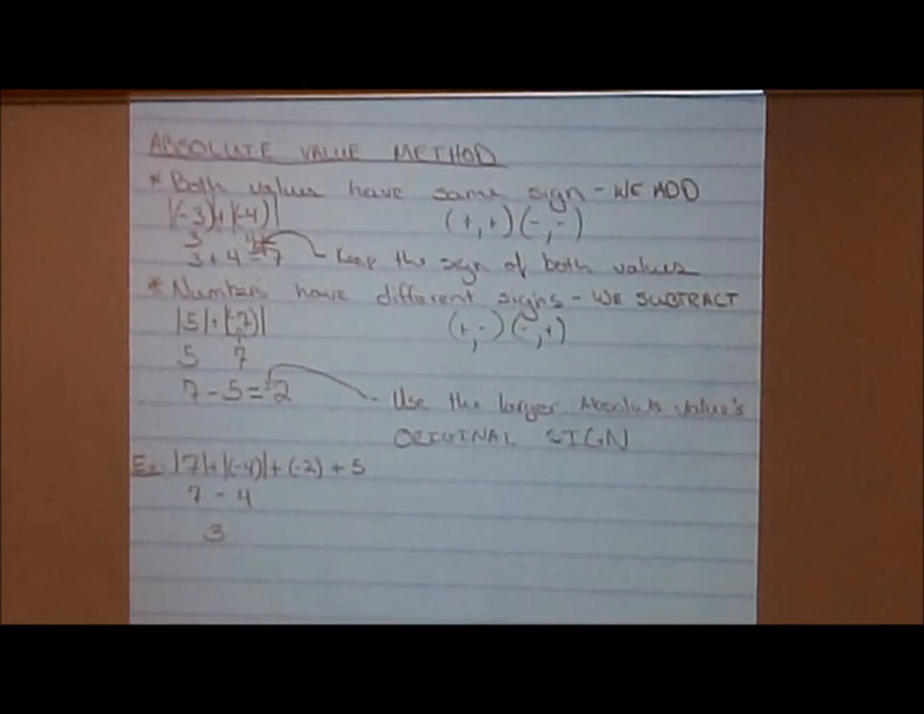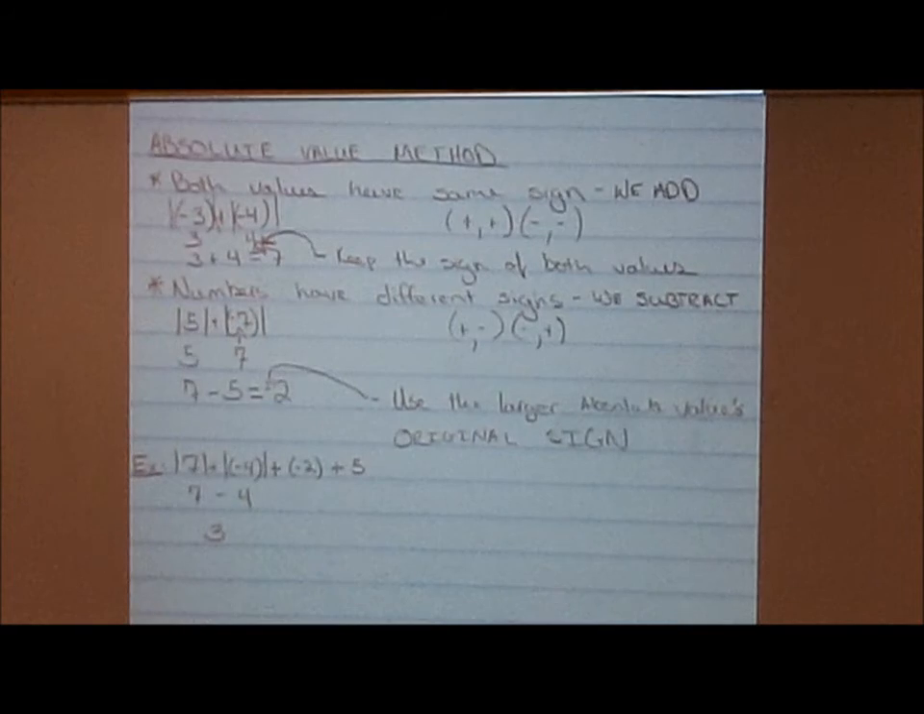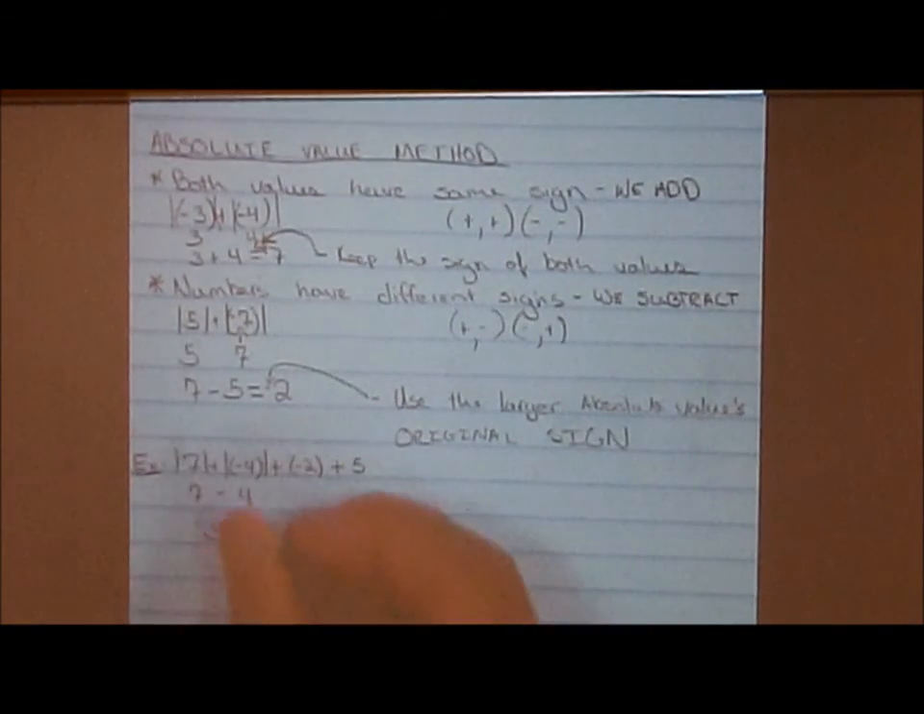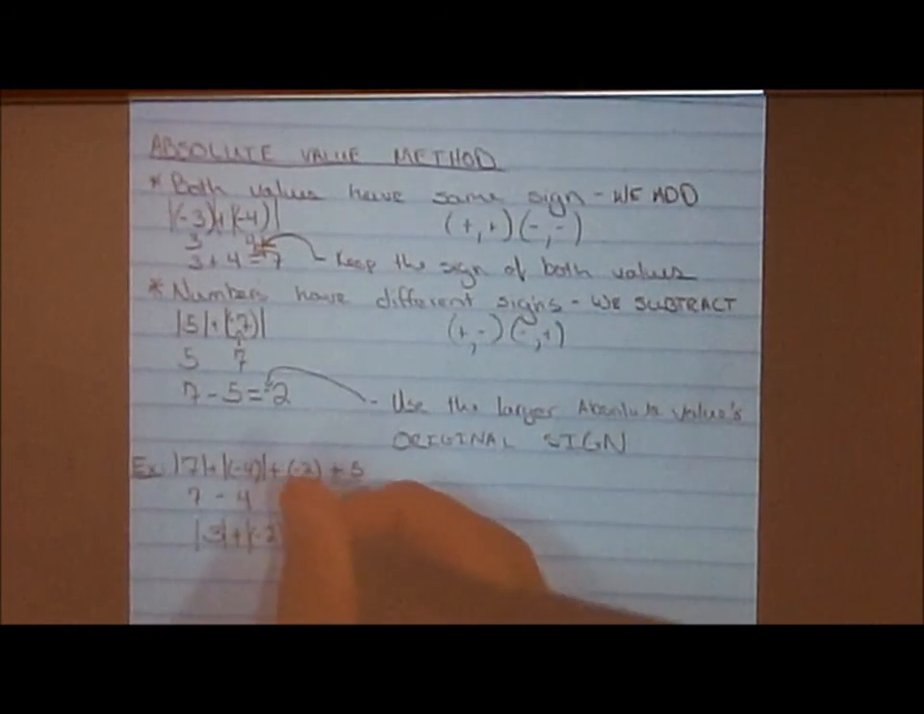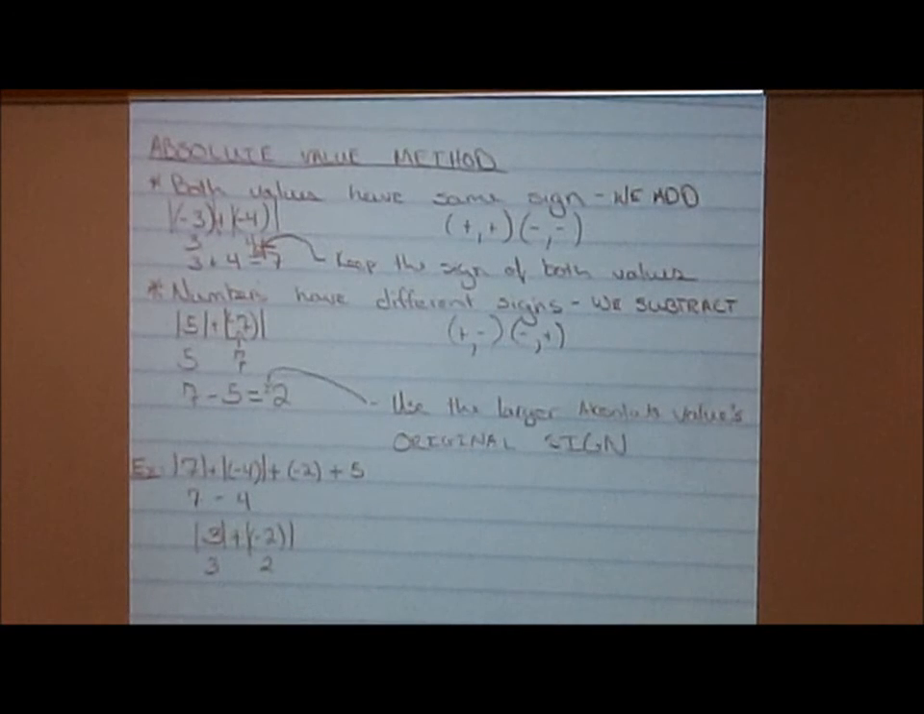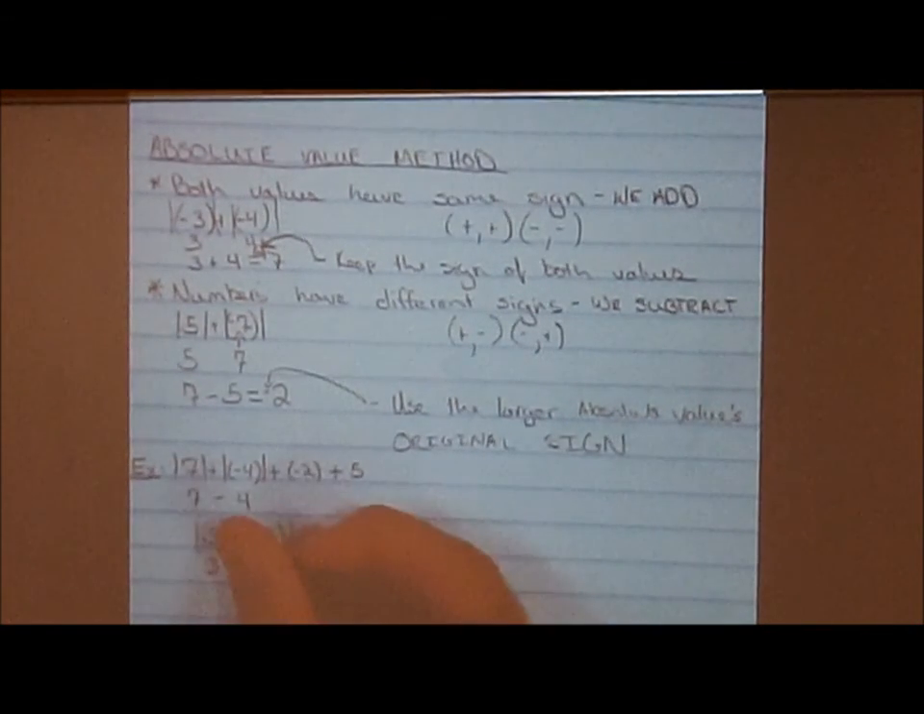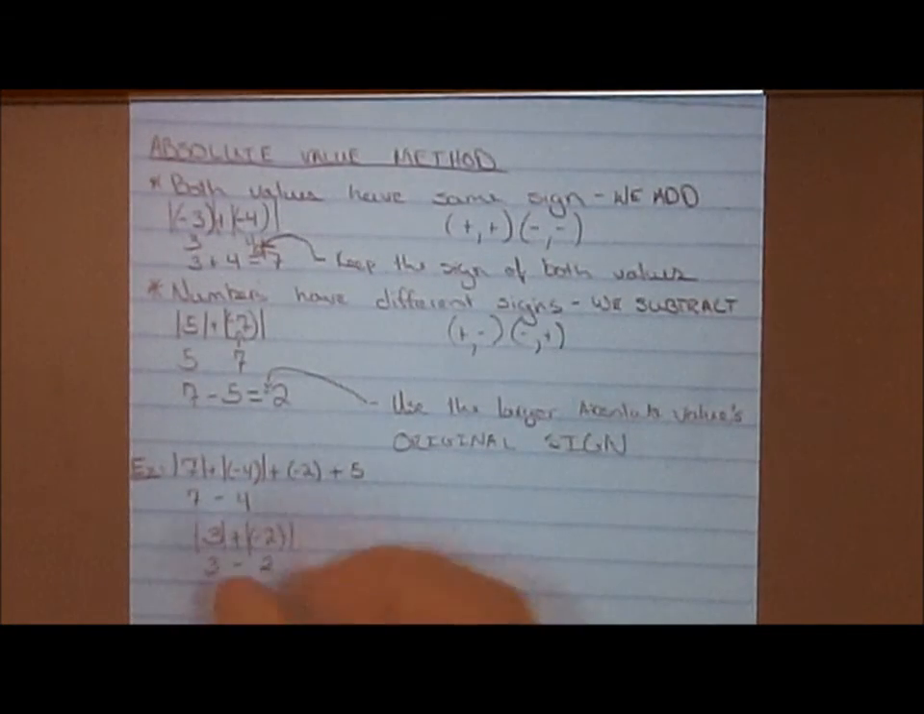So who's the larger absolute value? 7. And 7's original is what? Positive. So what's this 3? Easy peasy lemon squeezy. I bring down the next part. I take the absolute value. 3 and 2. Same sign, different sign? Different, so I subtract. 3 minus 2 is what? 1. What's my sign? Positive. Why? Because the larger absolute value is 3. What's its original sign? Positive.